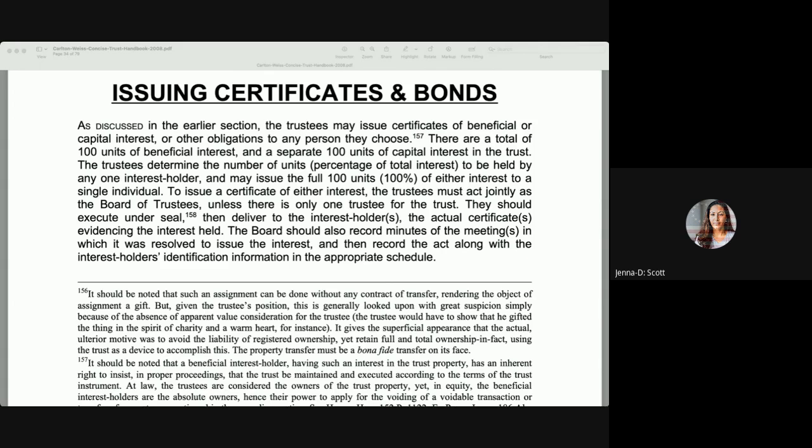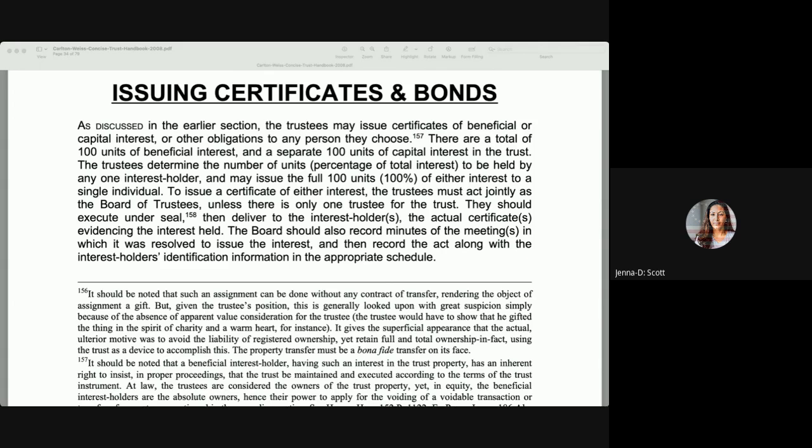As discussed in this earlier section, the trustees may issue certificates of beneficial or capital interest or other obligations to any person they choose. Footnote 157. There are a total of 100 units of beneficial interest and a separate 100 units of capital interest in the trust. The trustees determine the number of units, percentage of total interest, to be held by any one interest holder, and may issue the full 100 units, 100% of either interest, to a single individual.